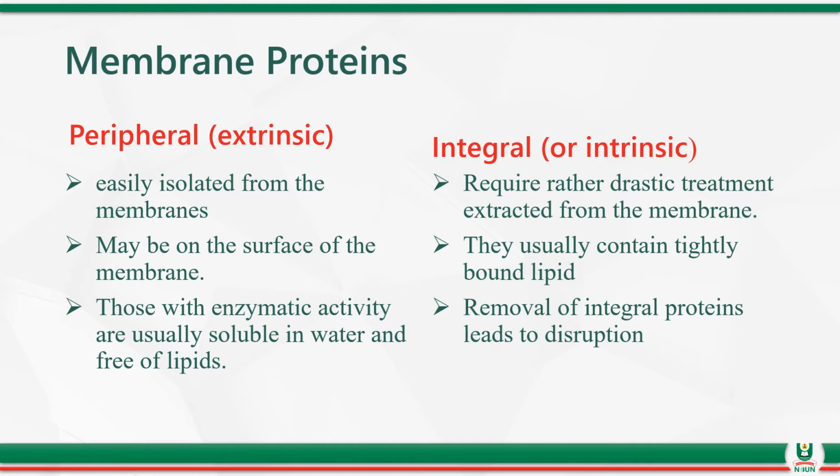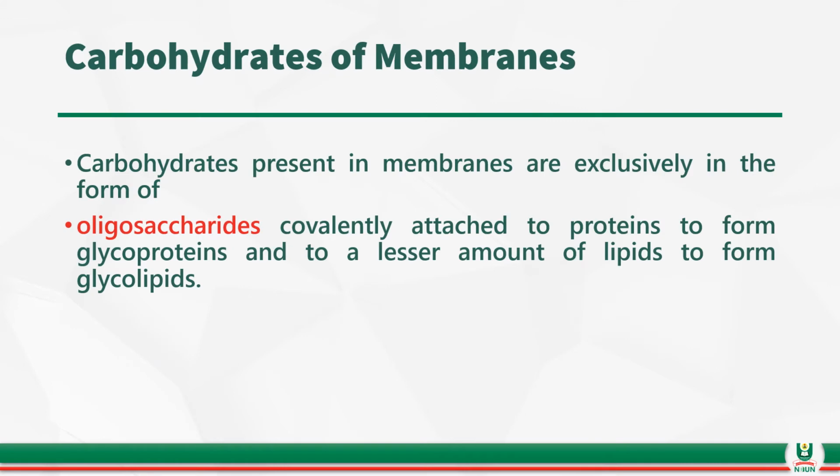So we have two types of protein, the peripheral proteins and the integral proteins. Some of the peripheral proteins have enzymic activities too, and they are soluble in water. Then the next batch, the carbohydrates of membrane, like we spoke about, could either be glycoproteins if they are attached to proteins, or glycolipids if they are attached to lipids.